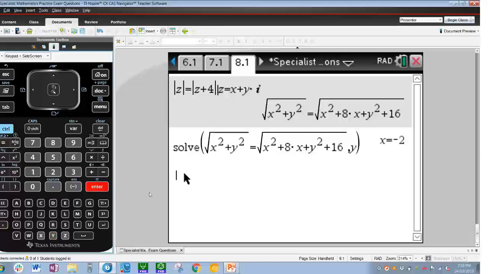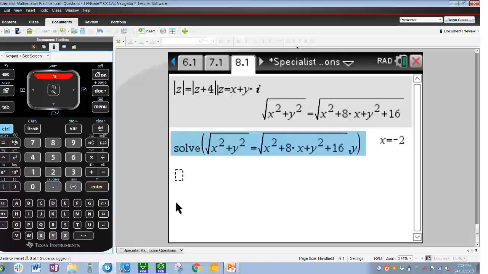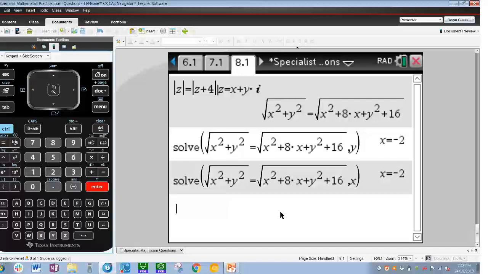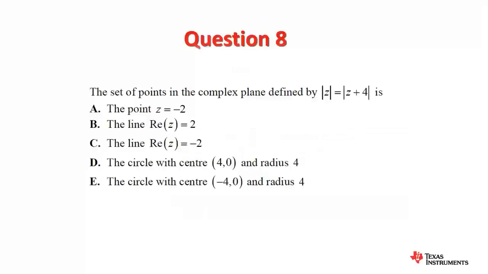When you press enter, it gives us X equals negative 2. If you want to double check, you can of course copy and paste it again, change that Y to X, and what do you know? You get the exact same answer, which is X equals negative 2. Now X is equivalent to REZ, the real value of Z, in the Argand diagram, and therefore the answer is, of course, C.